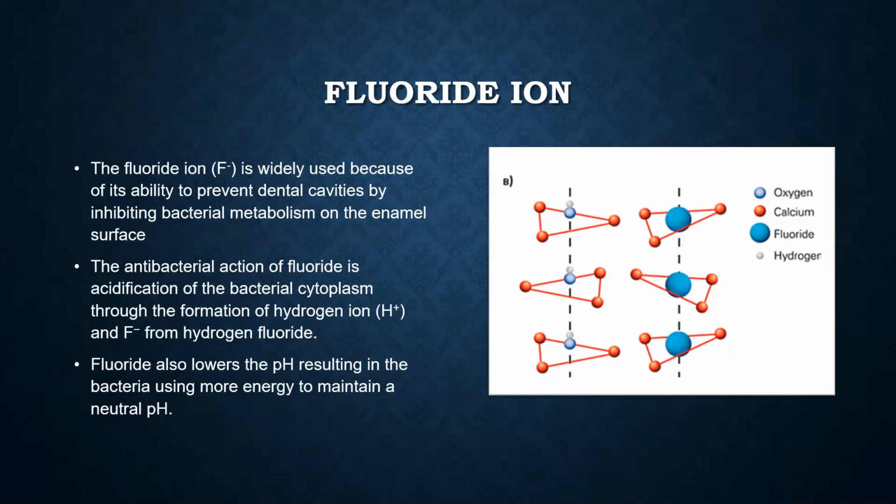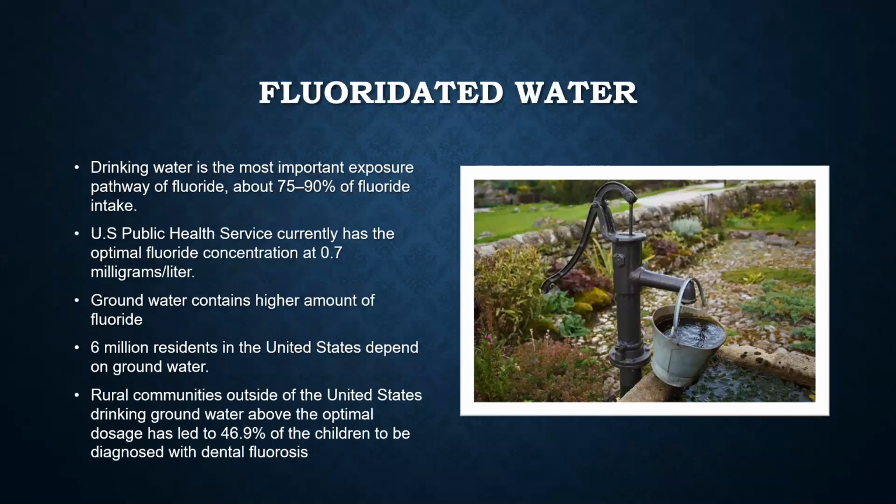The fluoride ion is beneficial when used in moderation and is why we see it added in the water that we consume. Drinking water is the most important exposure pathway of fluoride. About 75 to 90% of fluoride intake is through the water we drink. The U.S. Public Health Service currently has the optimal fluoride concentration at 0.7 milligrams per liter. For the most part, the communities in the U.S. have water with fluoride at the optimal concentration.